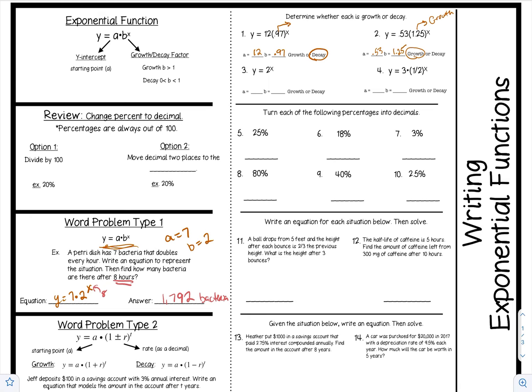All right, so we have 2 examples that you're to complete over here to the right. The first one talks about a ball whose height after each bounce is 2/3 the height of the previous bounce. So see if you can write an equation for that. And then come over here where it says the half-life of caffeine is 5 hours. Find the amount of caffeine left from 300 milligrams of caffeine after 10 hours. See what you can do with that. Feel free to press pause.